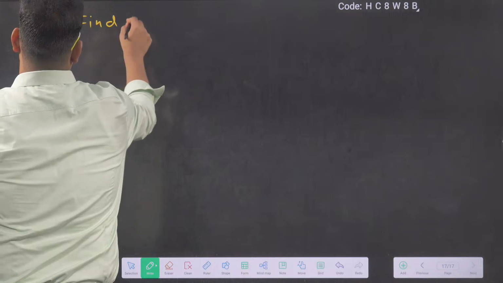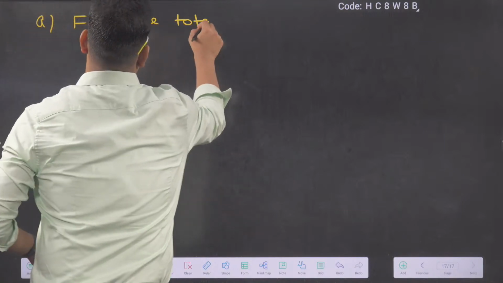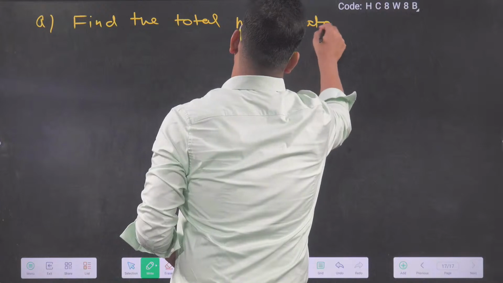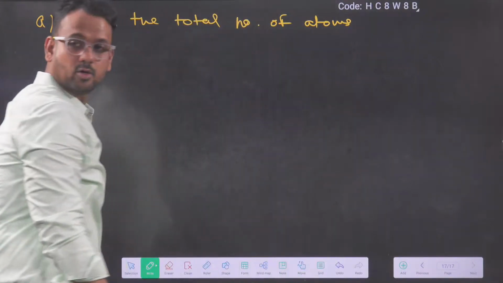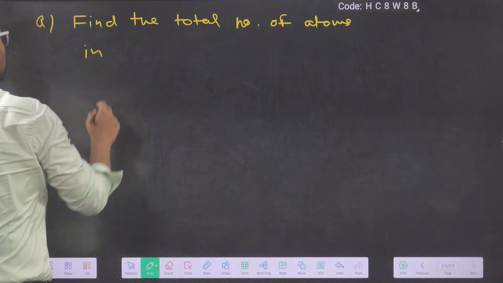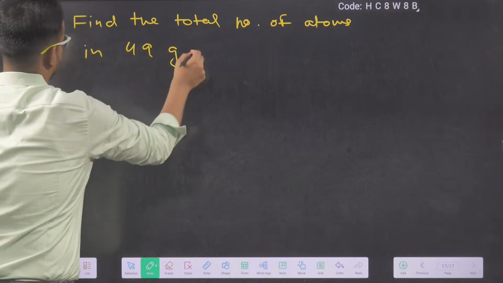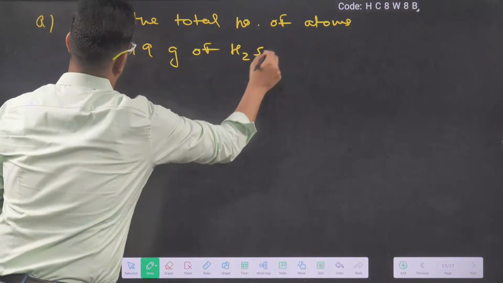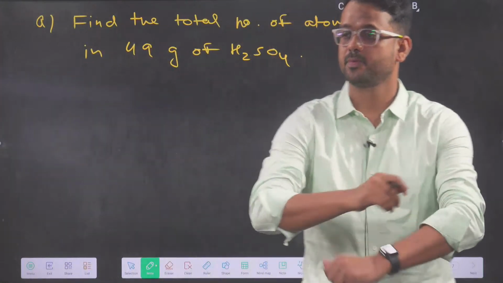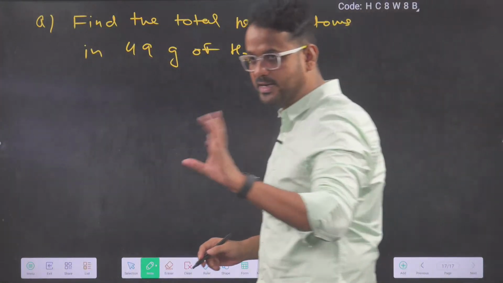Find the total number of atoms in 49 gram of H2SO4. Now pay attention over here. This is an interesting situation.